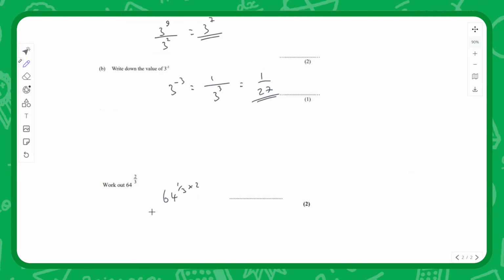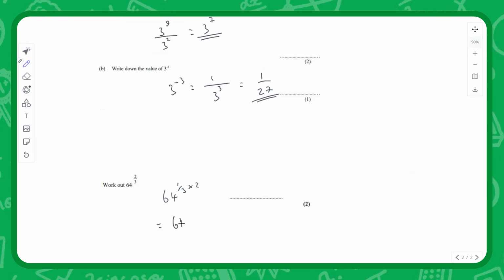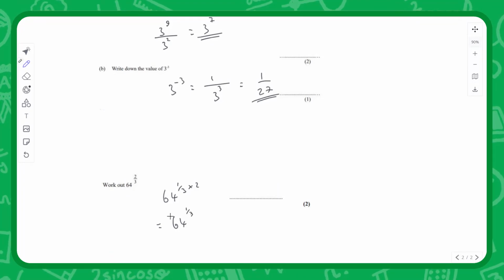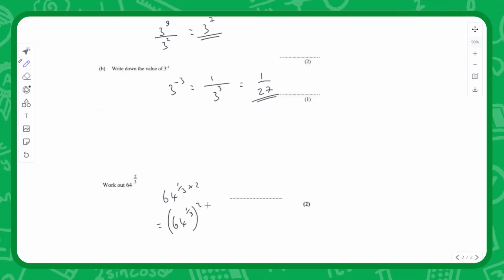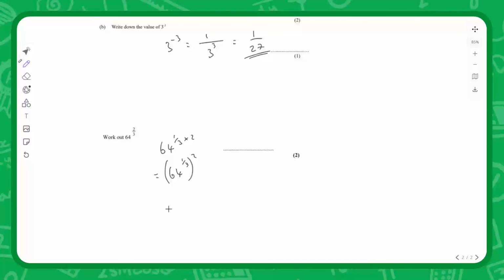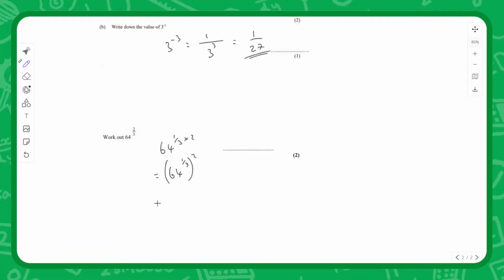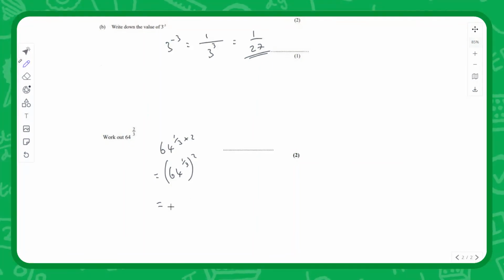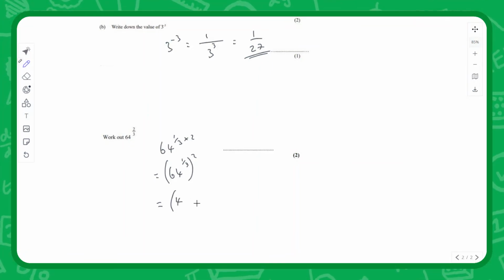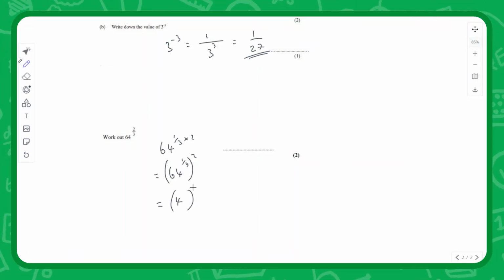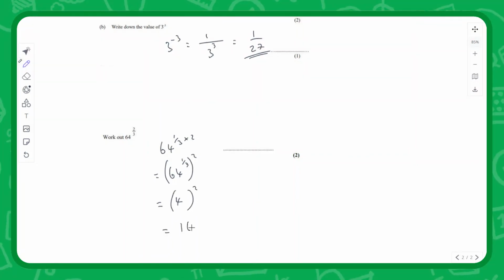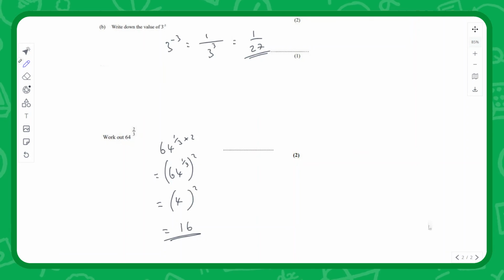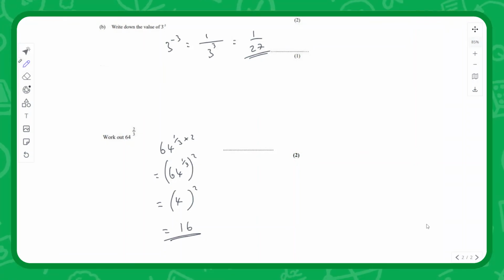And so in this case, I can rewrite this as 64 to the third all to the power of 2. Well, 64 to the third, I know my cube numbers, so I know that's going to be 4. 4 times 4 times 4 is 64. The power of 2 gives me 16. And so that is the end of our power rules, or the laws of indices, as it's otherwise known.